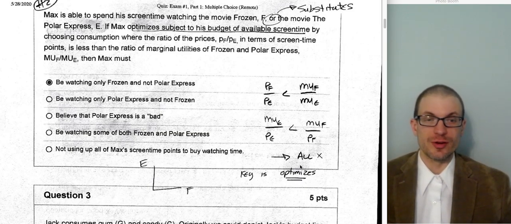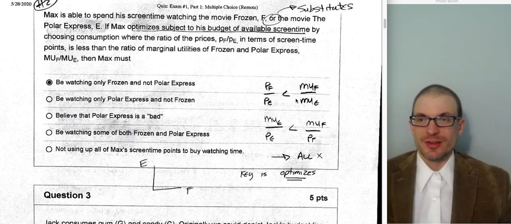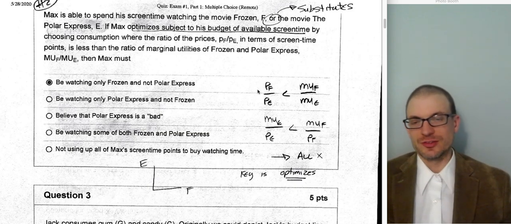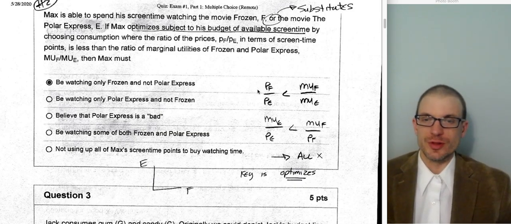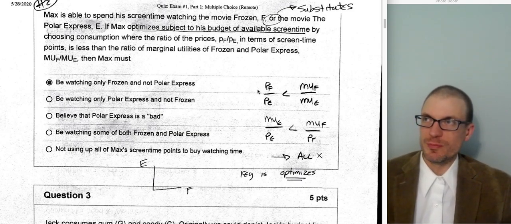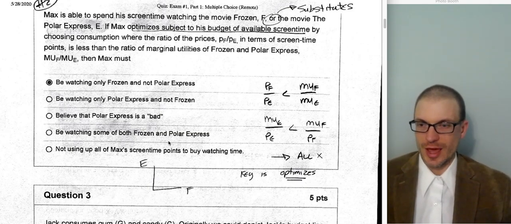We also need to know that Max is currently optimizing, and then we just need to interpret what's happening here. So if we're at a situation where Max is optimizing and the marginal rate of substitution between Frozen and Polar Express is bigger than the price ratio, this must be a situation where Max is consuming only X. We can easily rule out it being that they're having equal amounts.